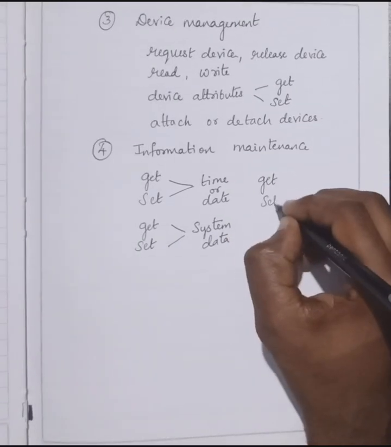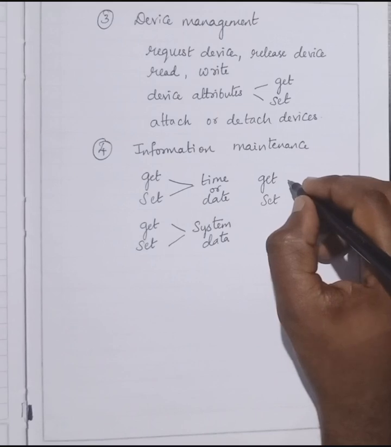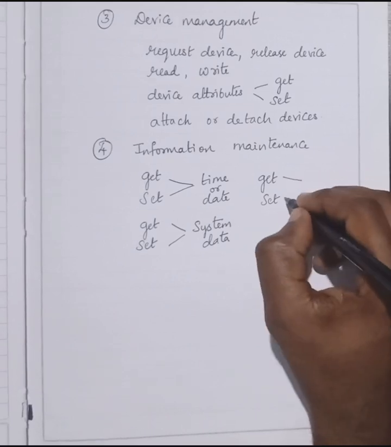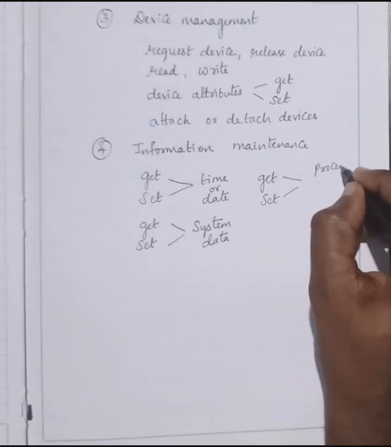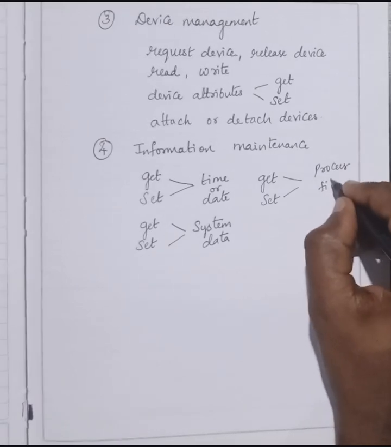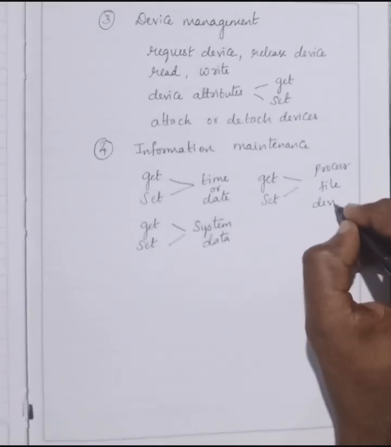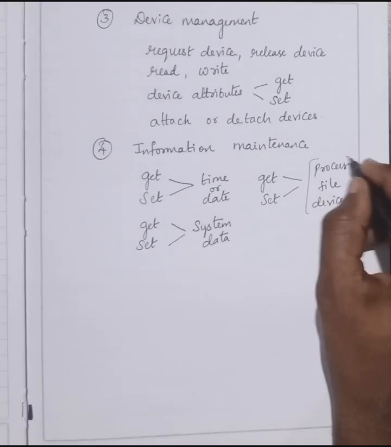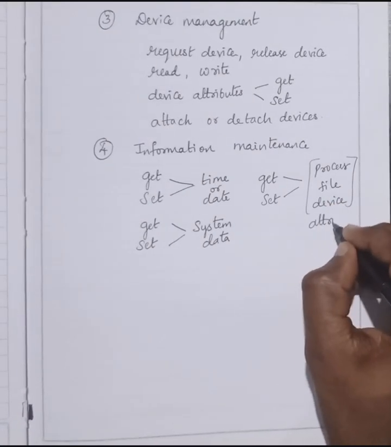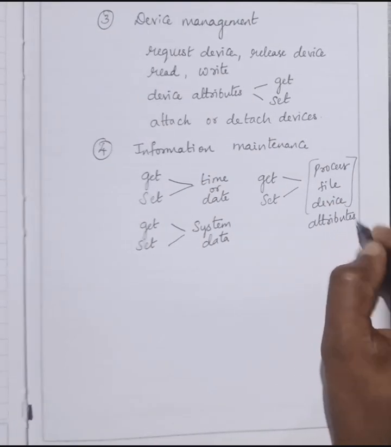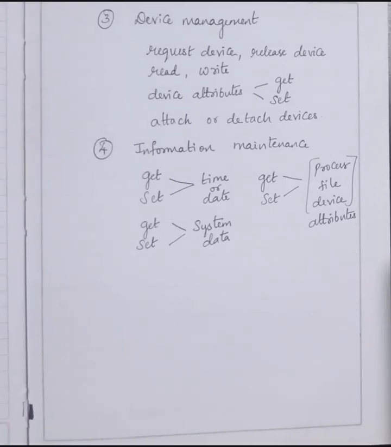Then in the same way we can get and set the process, file, or device attributes. We can get or set all these three attributes, and for that also we have separate system calls.